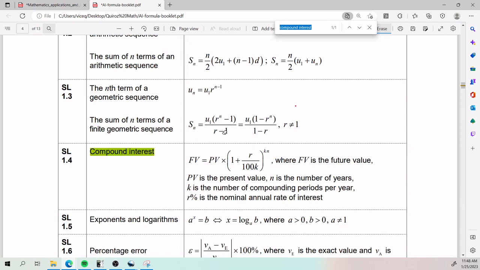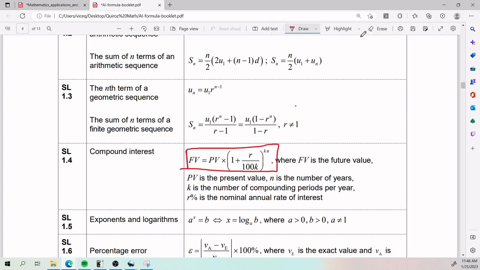So all of the following parts of this problem use compound interest a lot, so let's get very familiar with it. Compound interest, this is the formula, see? It is asking for five things in order to use it. It asks for FV, future value, PV, present value, N, number of years, K, number of compounding periods per year, and R, the nominal annual rate of interest. Okay, this is a lot of blah blah. Let's go into the intuition of it.